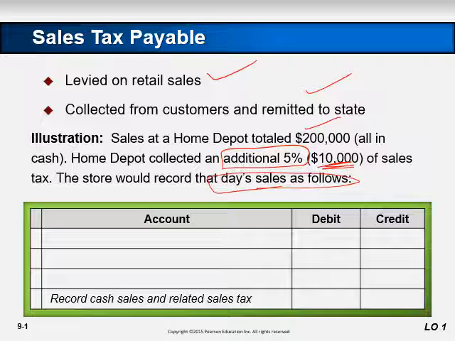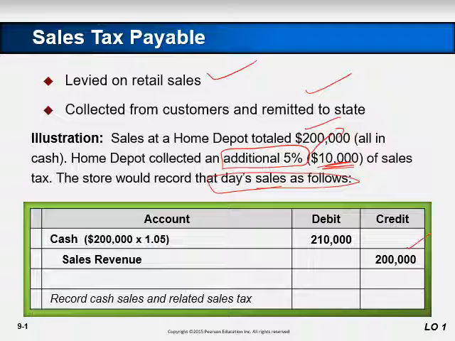Right? So at the end of the day, they have sales of 200,000. How are they going to record the entry? The entry would be cash received on top of sales. So cash totaled to 210,000, and sales revenue 200,000. And this 10,000, does it belong to Home Depot? No, it belongs to the state.